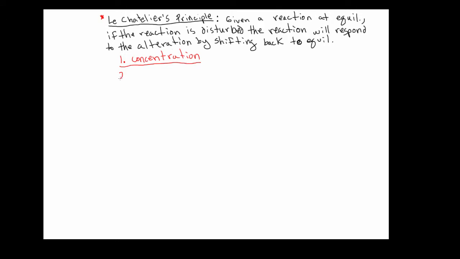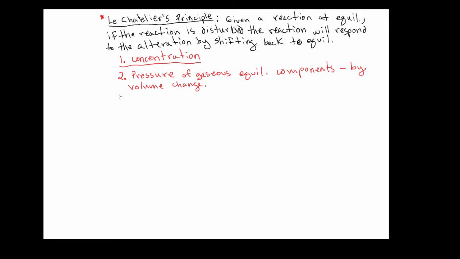A second way that we can knock a reaction out of equilibrium is by manipulating the pressure of one or more components of the reaction that are gaseous. So, pressure of gaseous equilibrium components. And the way that we manipulate the pressure is by volume change. And I'll get to that issue after we deal with category number one.